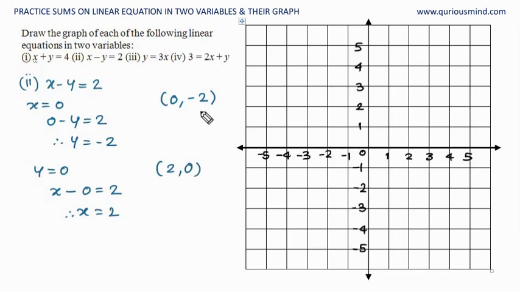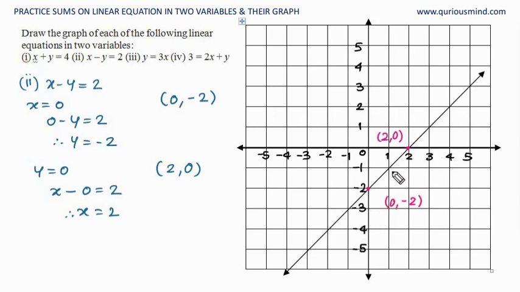Let's now plot these points. So (0, -2): x is 0, so I don't have to move anywhere, I have to stay here at 0. And y is minus 2, so I have to go down to minus 2. So this is one point, which is (0, -2). The second point is (2, 0). So on x I have to go 2, and on y I don't have to move anywhere because it's 0. This is the second point, (2, 0). And now we will join these points to get our graph. And we got this line.